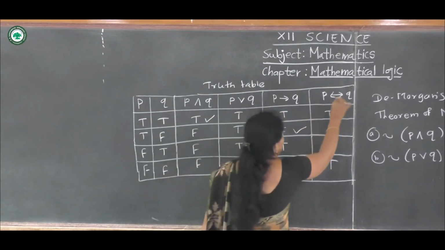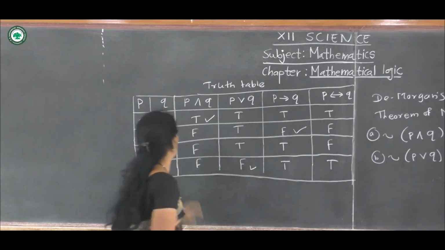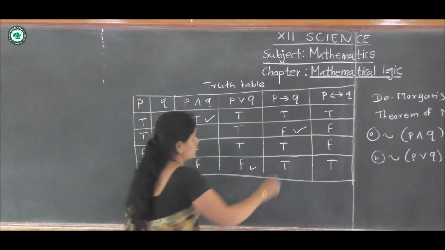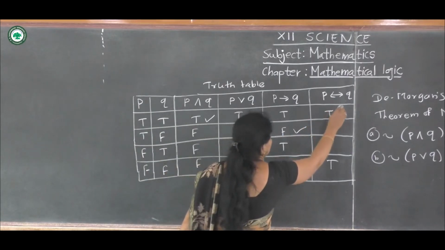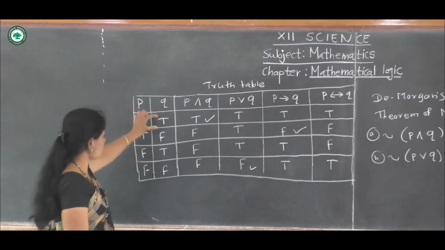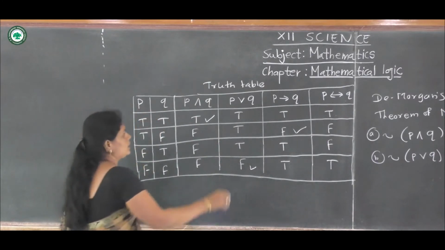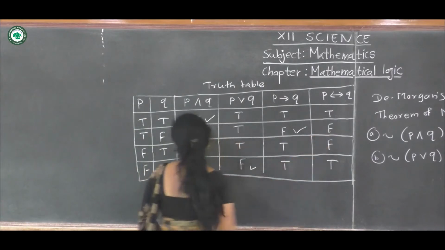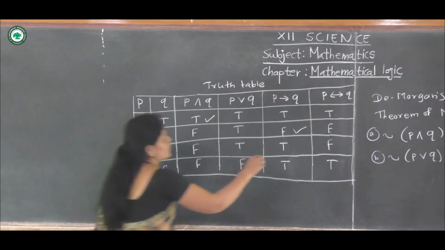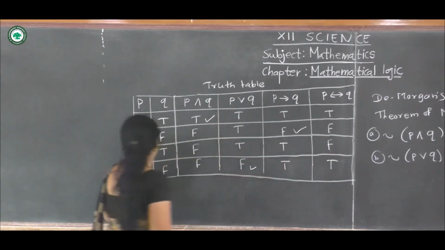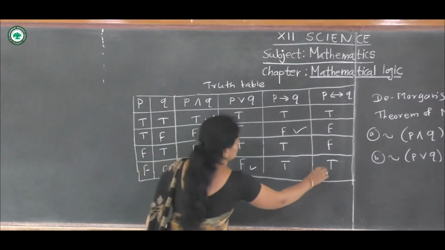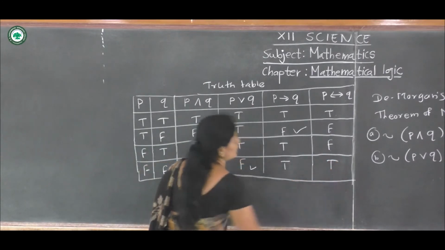P double implication Q: when P is true, Q is also true, then P double implication Q is true. When P having value T, Q having value F, then P double implication Q is F. When P having value false, Q having value T, then P double implication Q is false. If P having value F, Q having value F, then P double implication Q is T.